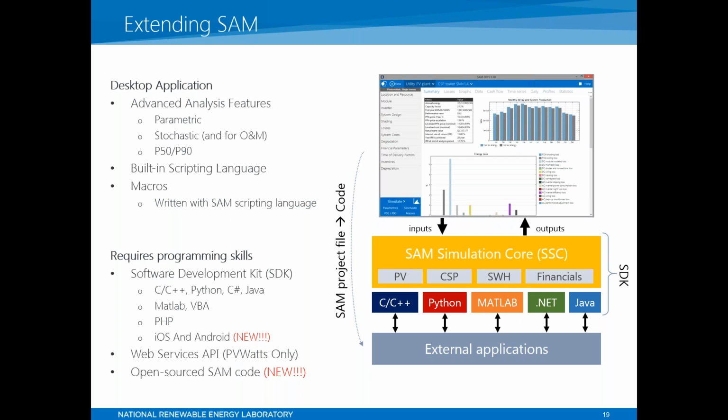Extending SAM, we have a bunch of stuff in the desktop application: parametrics, stochastic analysis, P50, P90. We have a built-in scripting language, which is a great way to try and do some extra stuff. Macros are scripts that we've written that we've included in SAM. And then lastly, we have a bunch of ways to get at it if you are a programmer. So you can use SAM in other code. We do that internally. PVWatts has an API web service.